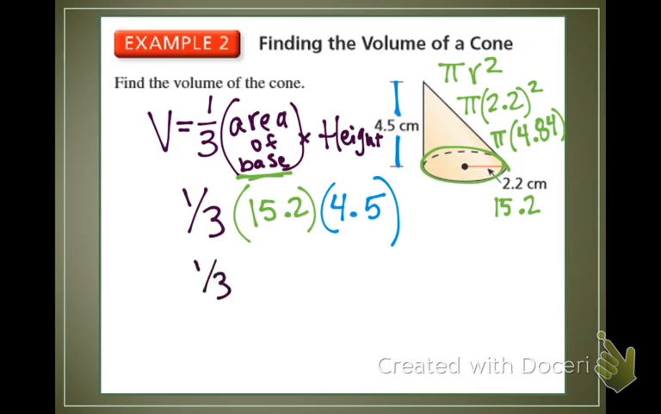All right, so we're going to do 15.2 times 4.5 first. 68.4. Now divide that by 3. 22.8. That would be centimeters cubed.